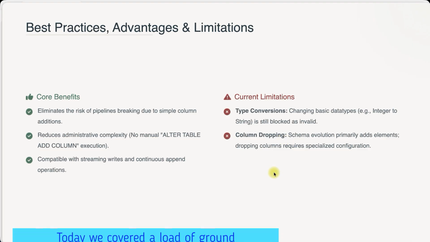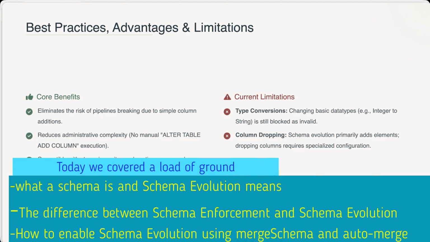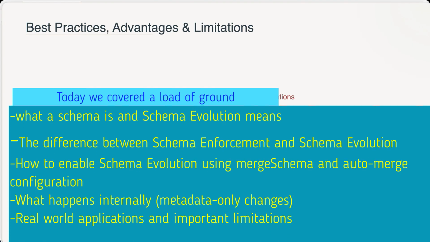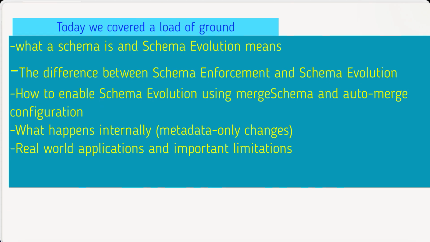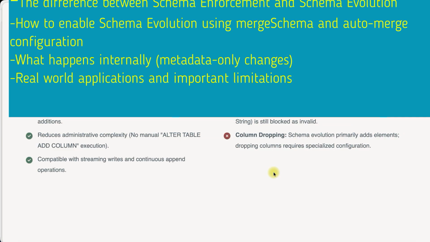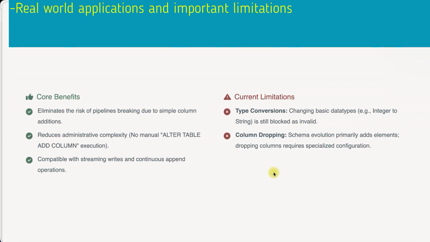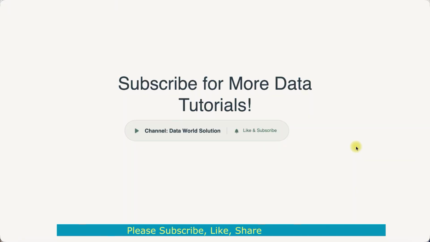Okay, so let us summarize. Today we covered a lot of ground. We learned what a schema is and what schema evolution means, the difference between schema enforcement and schema evolution, how to enable schema evolution using mergeSchema and autoMerge configuration, what happens internally with metadata-only changes, and we also saw a real world application and important limitations. You now have a solid understanding of one of Delta Lake's most powerful and practical features.